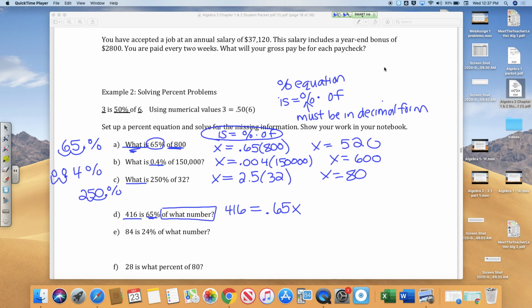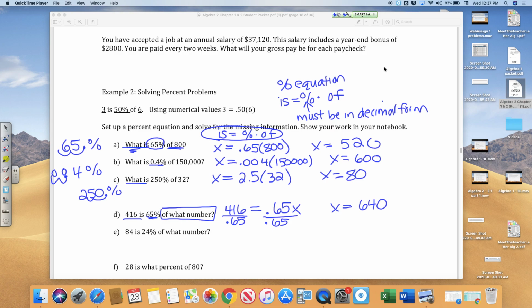Now we're going to solve this equation a little bit differently because to solve this one, we're not just going to multiply, we actually have to divide by 0.65. Whenever you take a number and divide by a decimal, it actually makes the answer bigger. So when you divide by 0.65, you're going to get the answer 640. So 416 is 65% of 640. And you can always check by doing 0.65 times 640, it'll equal 416. Why don't you pause the video and try E?